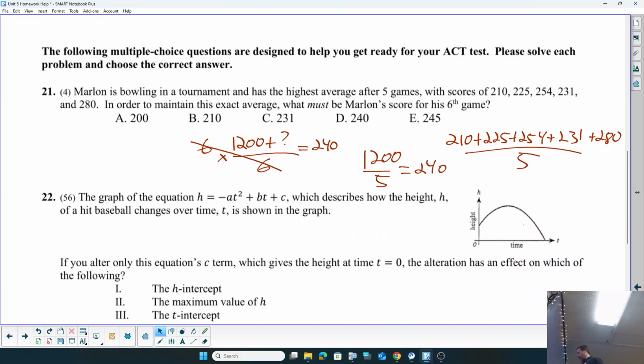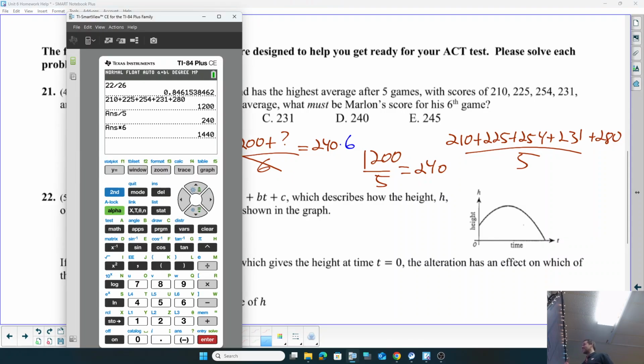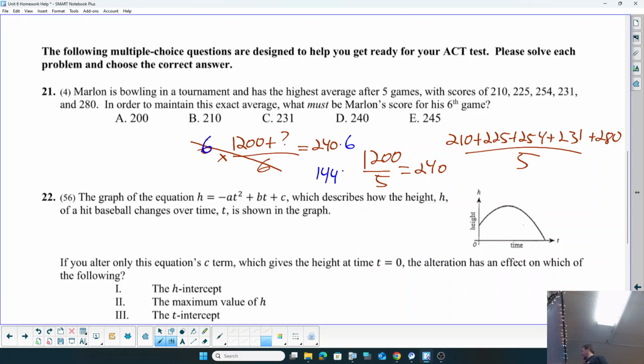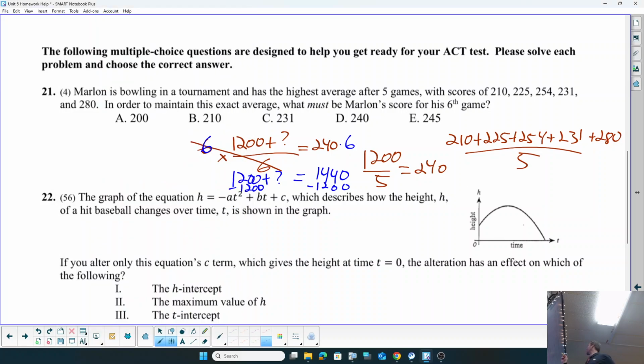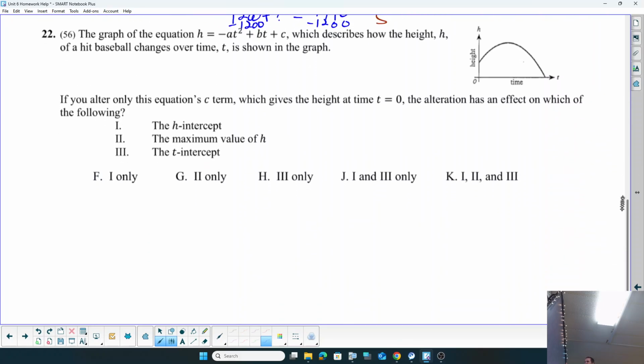Okay, so now we multiply by 6 to the other side. So 240 times 6 is 1440. And then 1,200 plus what number? So we just minus the 1,200 to the other side. And so 1440 minus 1,200 is 240 is the answer. So that will maintain our average. If you get the same as the average, it's going to maintain it. Okay, so you try number 22 on your own.